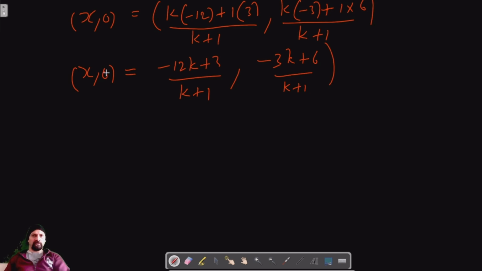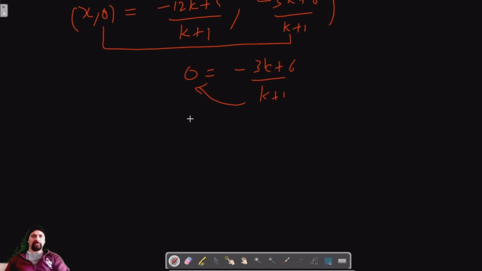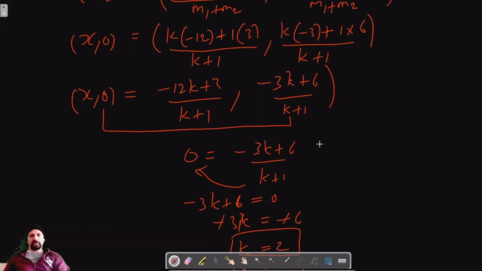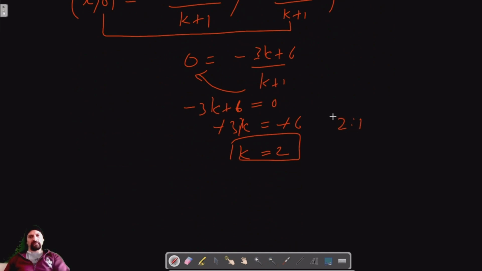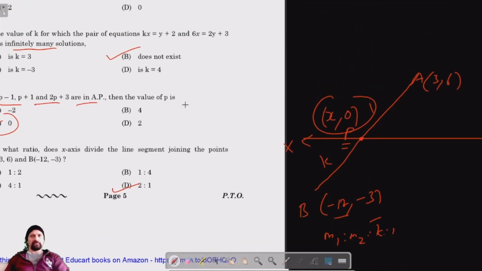We have to find the value of k. So let me equate the ordinates. So 0 is equal to (-3k + 6) upon (k + 1), and this is 0 if we cross multiply. So -3k + 6 is equal to 0, -3k is equal to -6, and k is equal to 2. So k is equal to 2 means the ratio is 2 is to 1, and our option for this is option D, the correct answer.